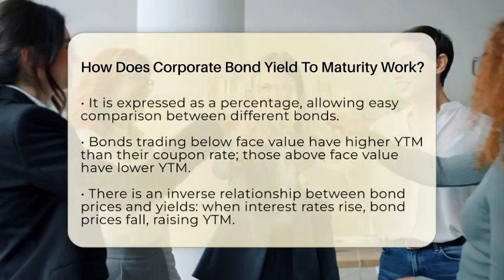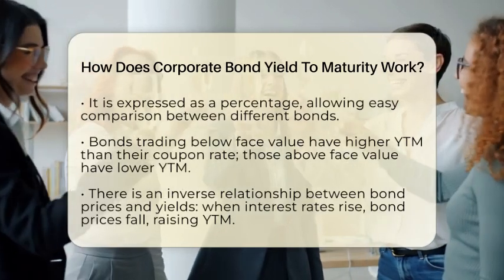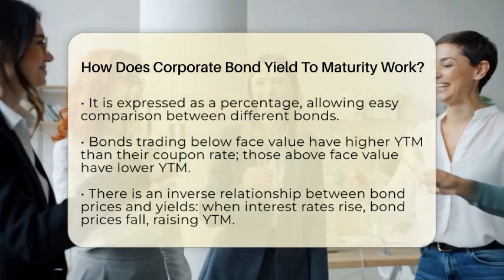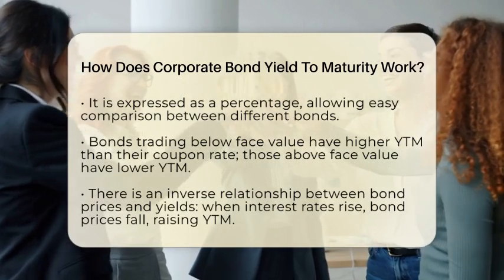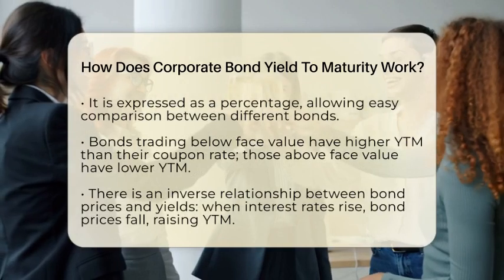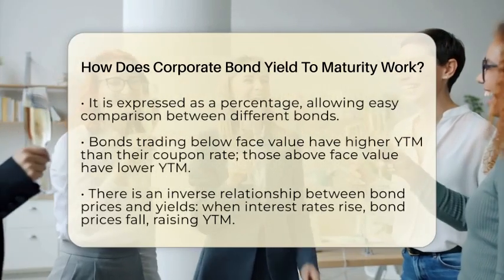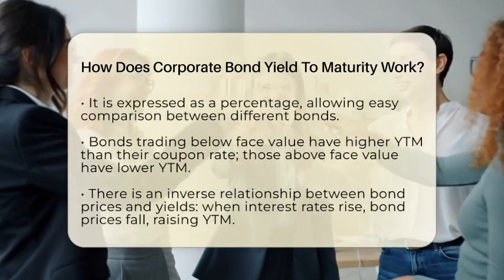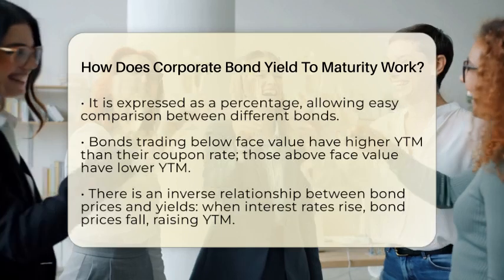terms. If a bond is trading below its face value, the yield to maturity will be higher than the coupon rate because you're buying it at a discount. Conversely, if it's trading above face value, the yield will be lower. The relationship between bond prices and yields is inverse.